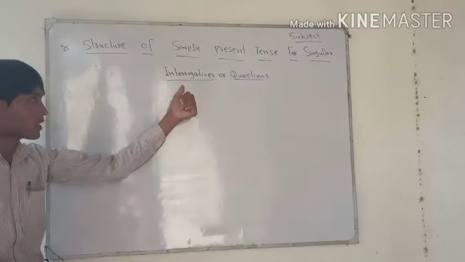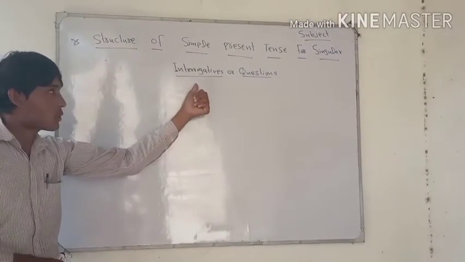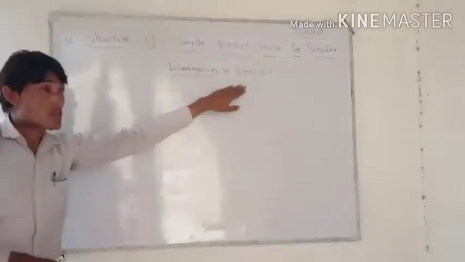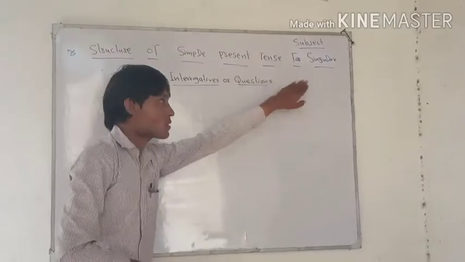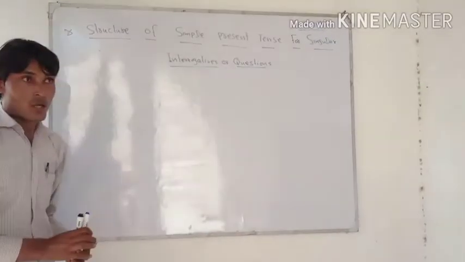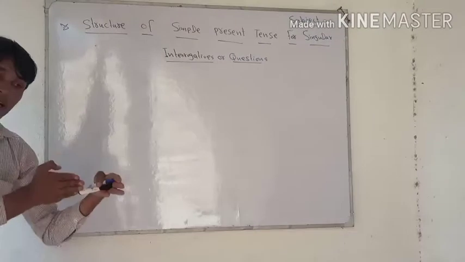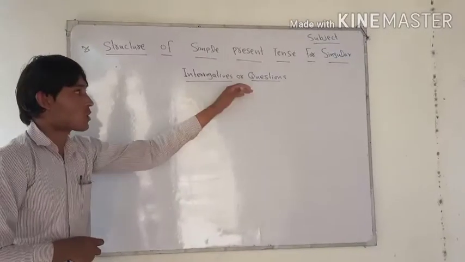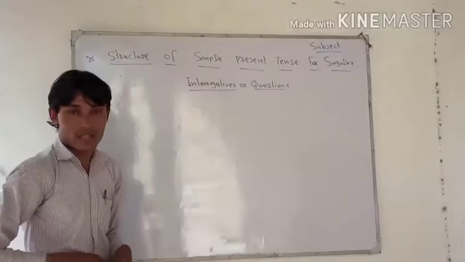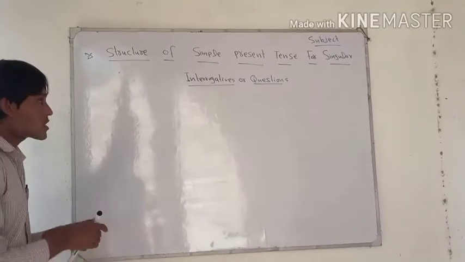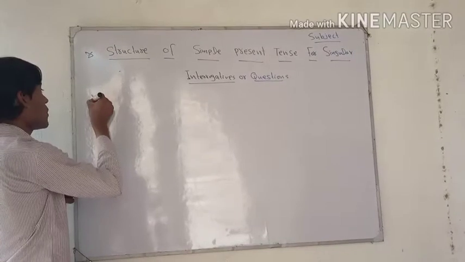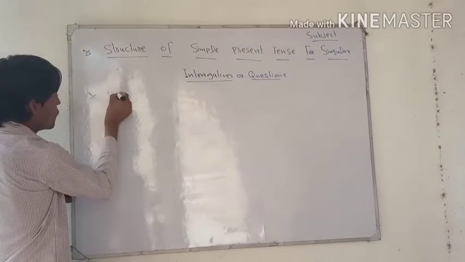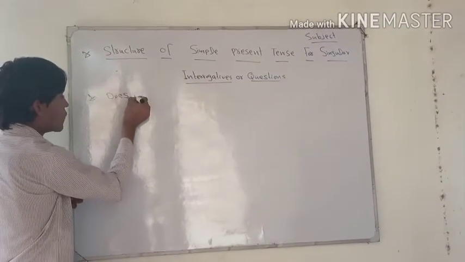In this video, I would like to talk about the interrogative or question structure of simple present tense for a singular subject. So how can we construct the interrogative sentence of simple present tense? That interrogative we also call questions. So how can we construct it for singular? First of all, we need does, and does is followed by the subject.